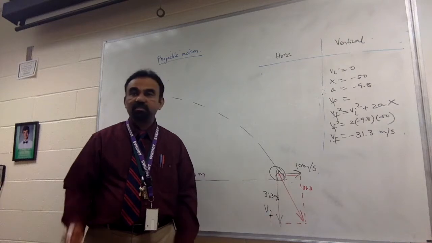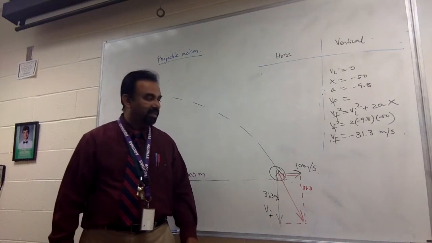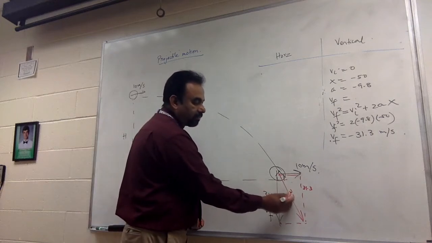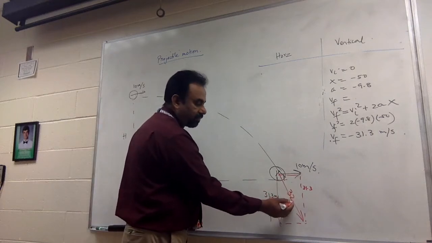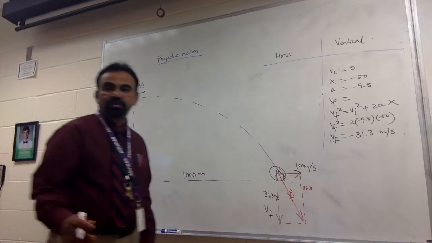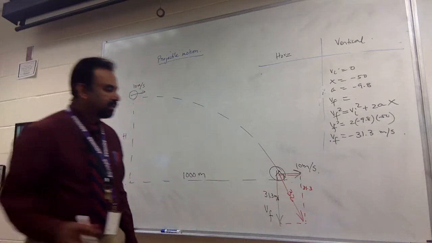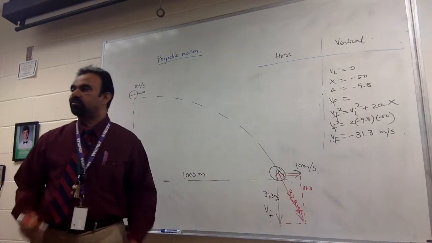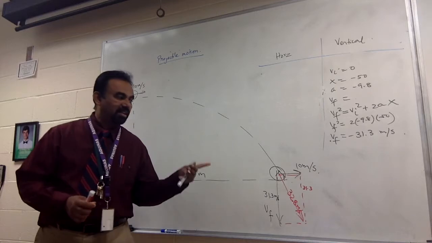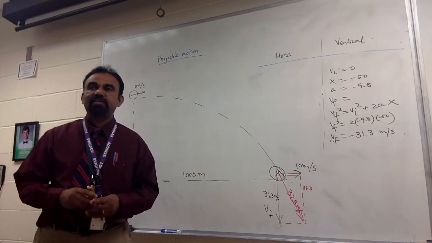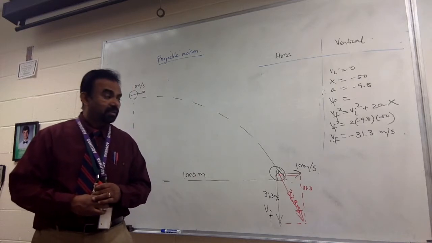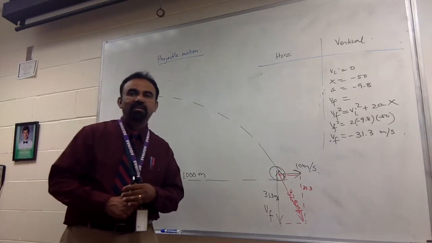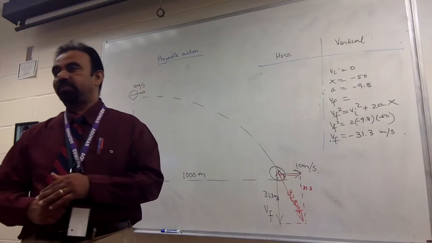So how do you find the resultant? Pythagorean theorem. Square root of 10 square plus 31.3 square. And the answer is 32.8 meters per second. That is how fast it is actually hitting the ground. It's not hitting at 10 meters per second or 31.3 meters per second. It's hitting the ground at 32.8 meters per second.